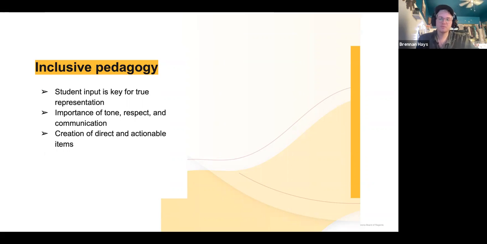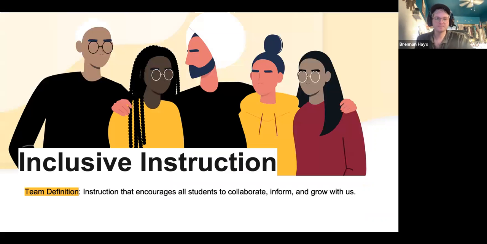And perhaps one of the most important ones is that while it's wonderful to talk about inclusivity and ways that we can achieve this through various means, the most important thing is the creation of those direct and actionable items. We really worked on creating things that are specific to the course that we think will help the course, because we realize that's the most important thing for students, is actually applying the things that we're talking about.